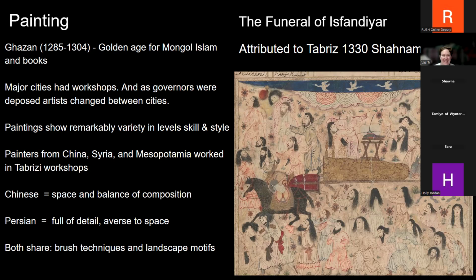So when we get them mixed together in this workshop in Tabriz, we see brush techniques and landscape motifs that are being carried across both styles, but we get a lot of Chinese brushwork technique, but Persian composition. And then we get landscape and specifically the flora that you don't see in Persia showing up in Persian artwork. So we can kind of tell a little bit from some of that at the beginning who's doing which paintings.